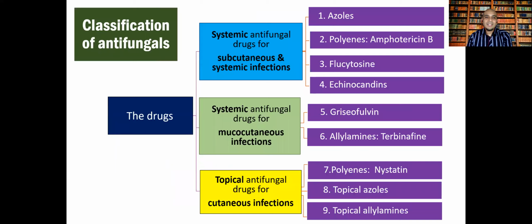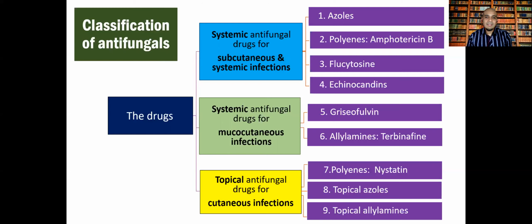Now let us look at the classification of antifungal drugs. For the drugs itself, we divide it into 2 forms, systemic antifungal drugs or topical antifungal drugs. After that, we further classify the antifungal drugs according to the site or level of clinical manifestation, so that it is easier for you to understand and remember. If you can see here, there are 3 main groups.